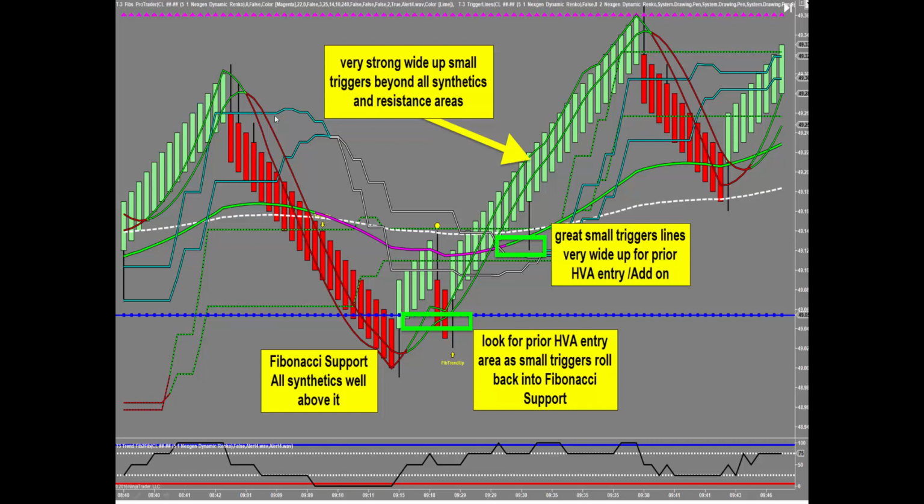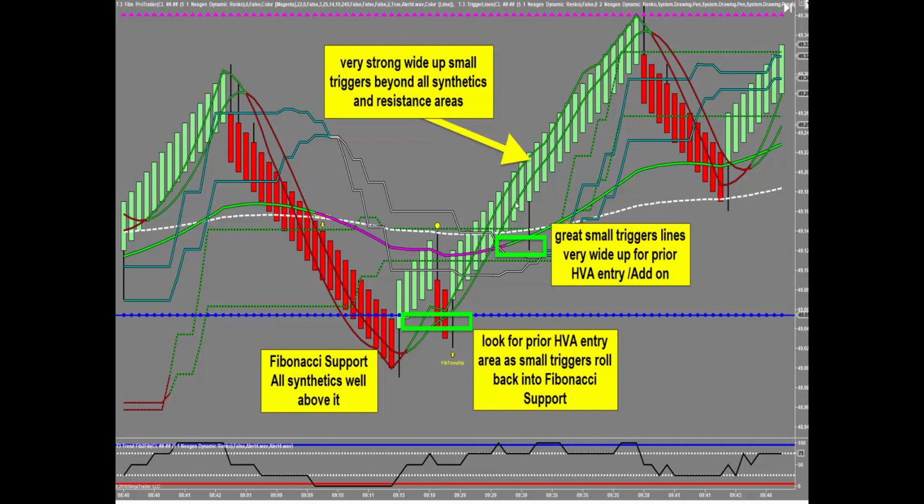All right, again, same thing, strong small triggers into the area, right? We're looking for support to hold because all of our triggers are well above it. You can't do it right away. Remember that slide that I use really for the last year every day in our room? Now, once our small triggers roll up and they're helping the support area and we have a high volume area for an entry, we can take an entry here.